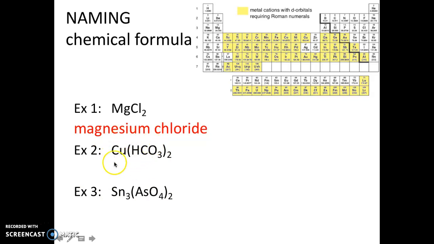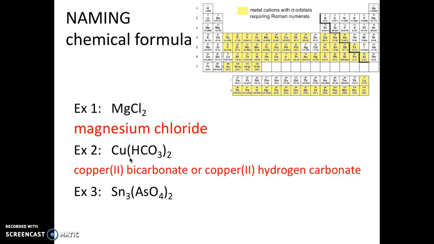In the second example, you have copper and you have a polyatomic ion. Hopefully you recognize that this polyatomic ion is bicarbonate, or you can call it hydrogen carbonate. But copper, you should always check to see if it's one of your d orbital elements that require Roman numerals, and it is. So copper's Roman numeral charge can be determined by the anion that it's with. Because bicarbonate has a -1 charge, and there are 2 of them, that means overall the anions take on a -2 charge. Copper must have a +2 charge in order to balance out that -2 charge. So we know that the name for this compound is copper(II) bicarbonate or copper(II) hydrogen carbonate.